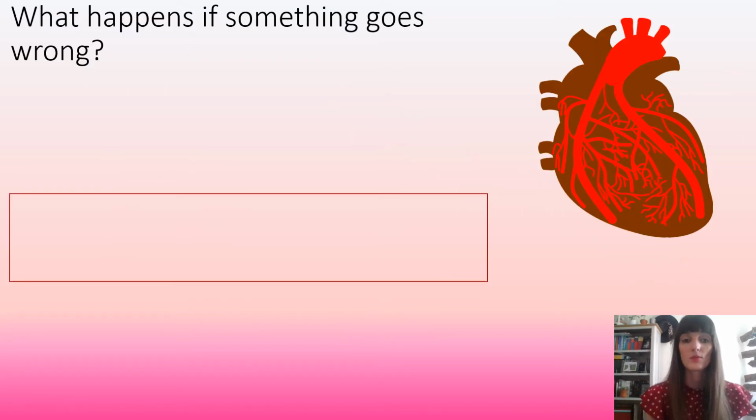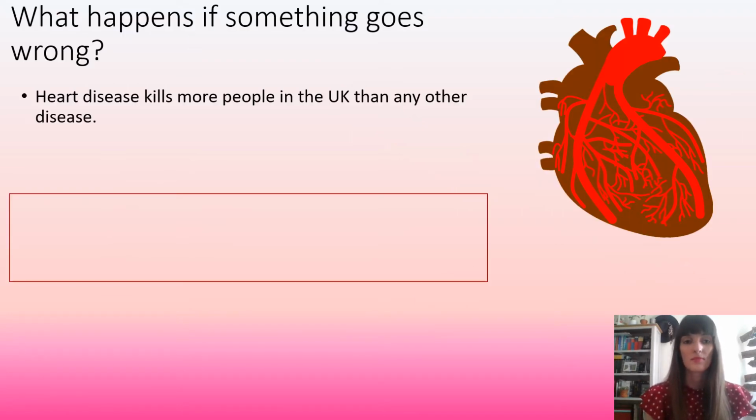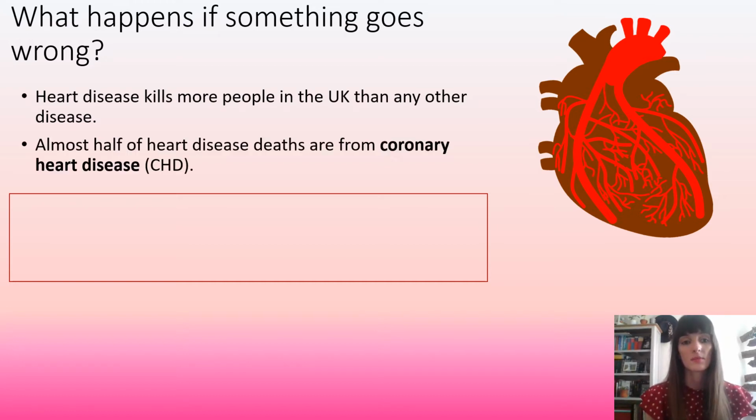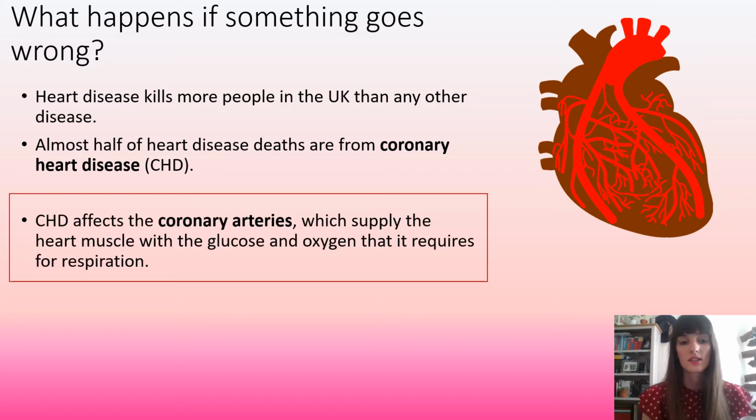So what happens if something goes wrong with your heart? Heart disease kills more people in the UK than any other disease, and almost half of heart disease deaths are from coronary heart disease. And coronary heart disease affects the coronary arteries, which supply the heart muscle with the glucose and oxygen that it requires for respiration. Remember that respiration has given it the energy that it then needs to carry out its job of continuously contracting to be able to pump blood to the rest of your body.